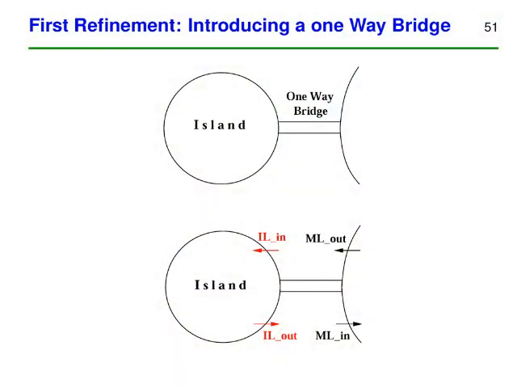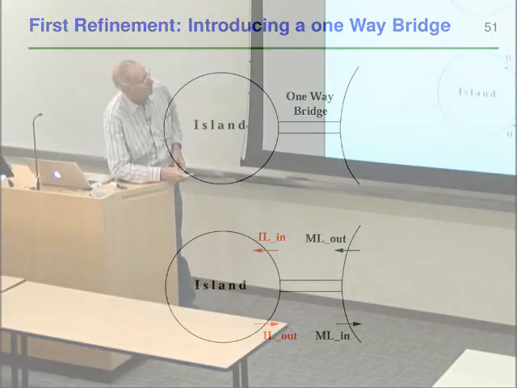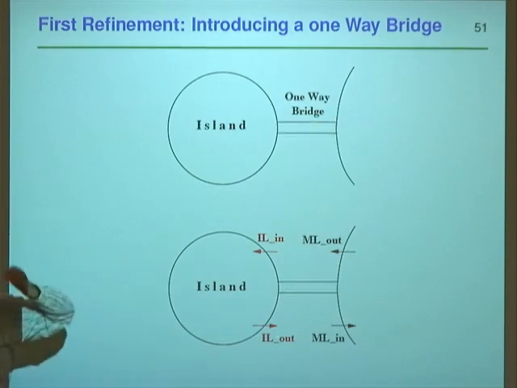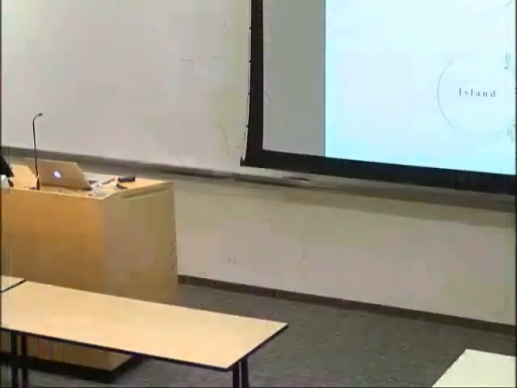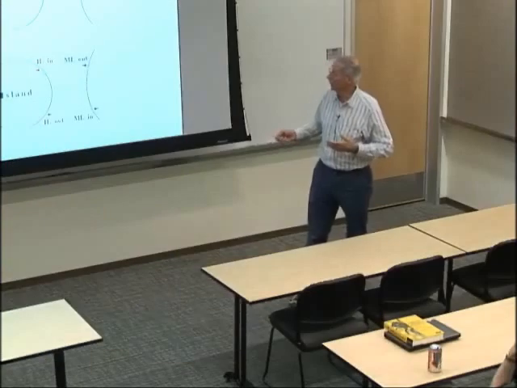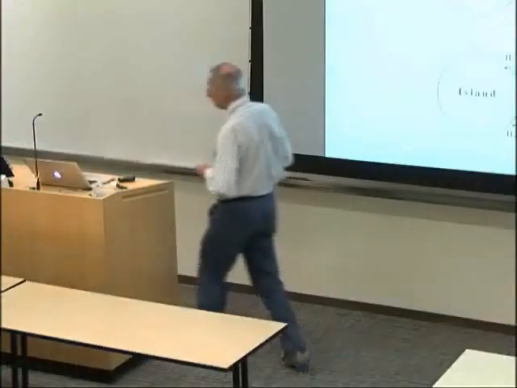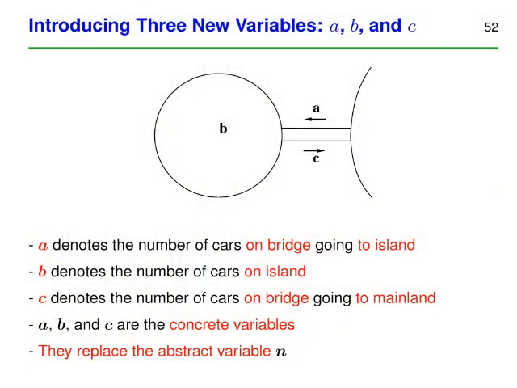So this is the situation. We have ML out for cars going out from the mainland, but now they go onto the bridge, not directly onto the island, because we have separated the two. And then when the car arrives here, we have IL in, coming into the island, IL out, and ML in. The ones emphasized in red are the new ones. We are also going to discuss the status of these new events and also of the old events that we refine. So let's go.